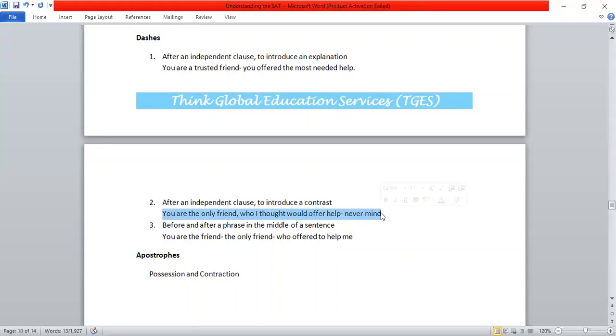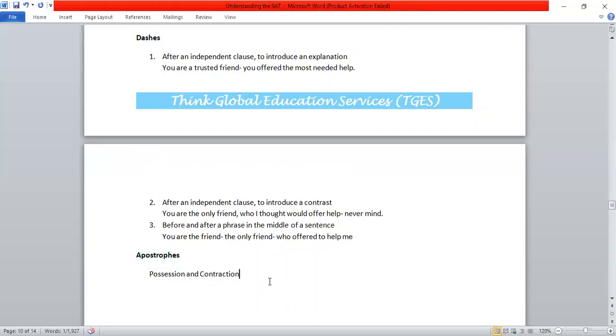Explanation, contrast, and you can use it in the middle of the phrases, something that's not really important information and you're just giving it ahead. It is exactly like using two commas around the middle phrases, just extra information. Before and after the phrase in the middle of the sentence. You are the friend, complete sentence. Who offered help to me? Part of the sentence which makes the sentence complete. You are the friend who offered help to me. And you're the only friend. This is what I wanted to emphasize. I put it between two dashes. Okay, that's the use of dash.